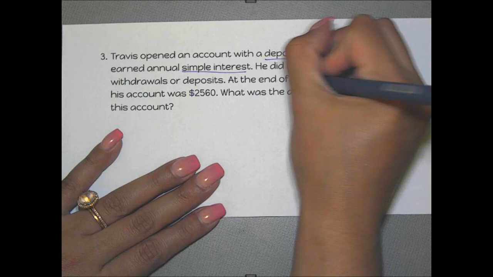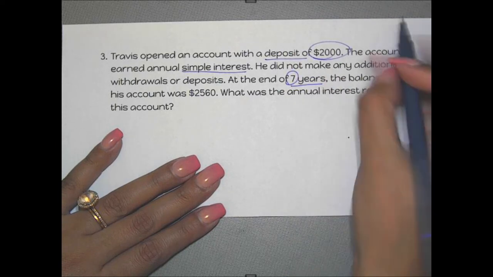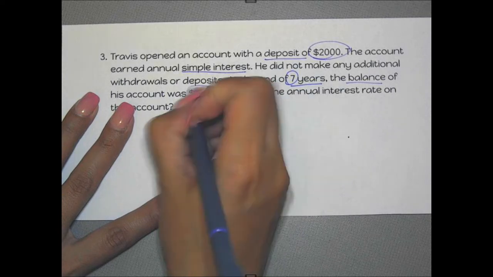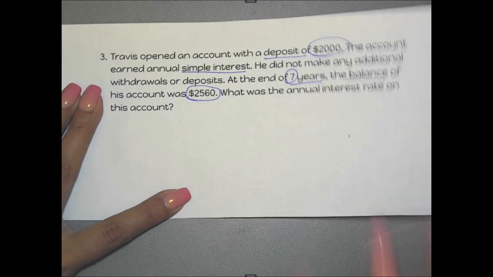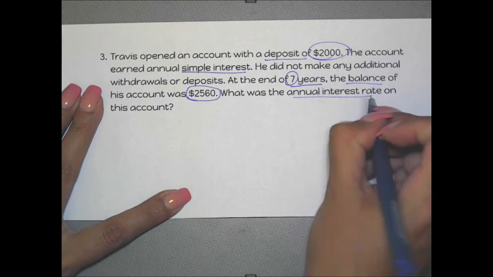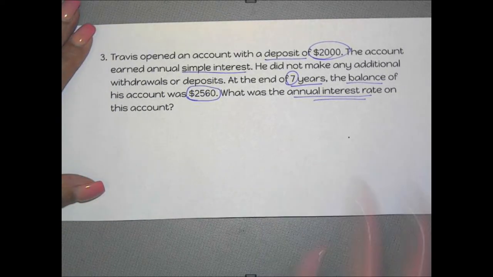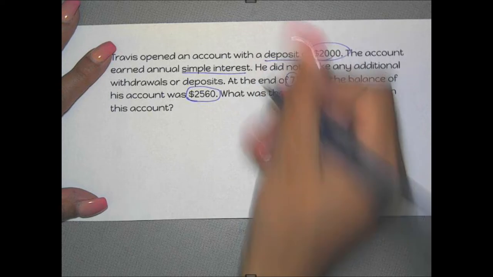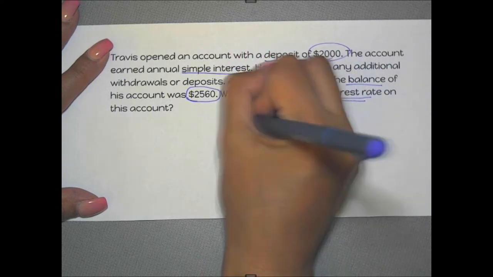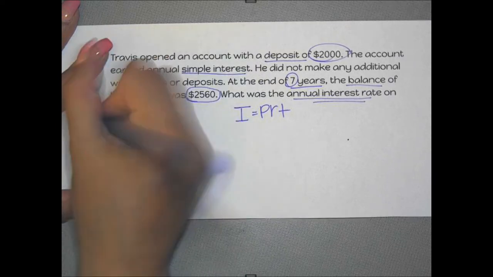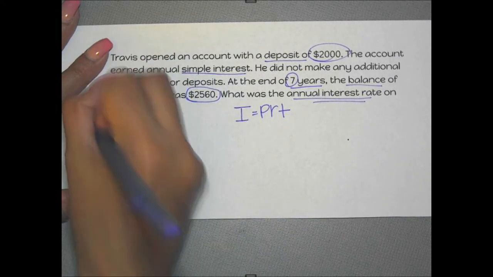At the end of 7 years, the balance of his account was $2,560. What was the annual interest rate on this account? Okay. So I do have simple interest. That means I'm going to use the formula I equals PRT. And then I'm going to pull out my information here.